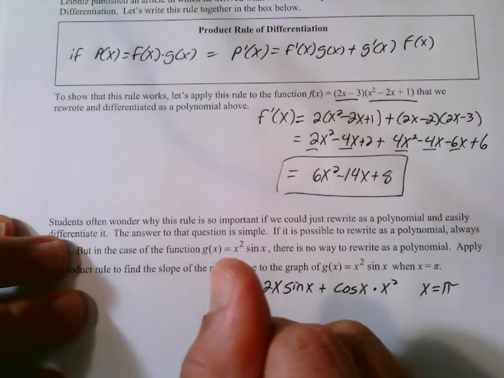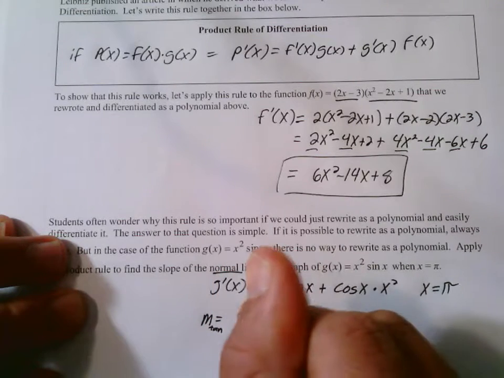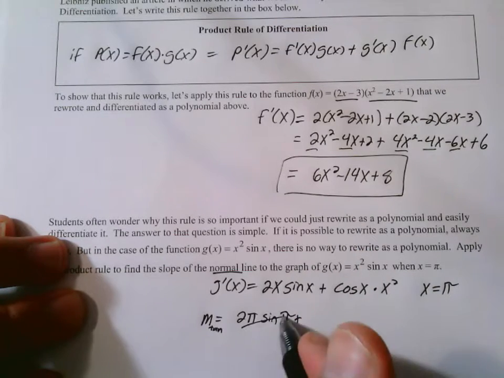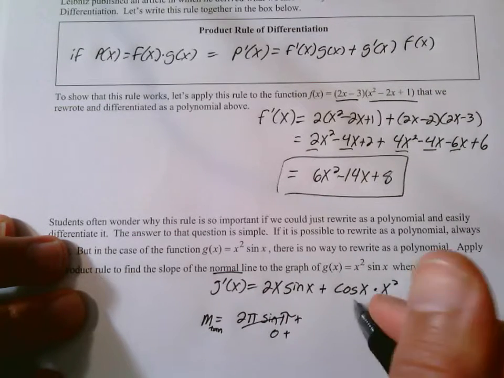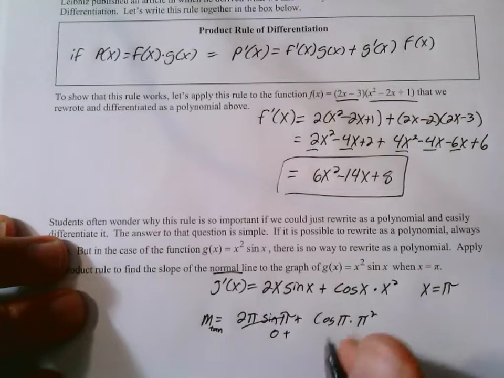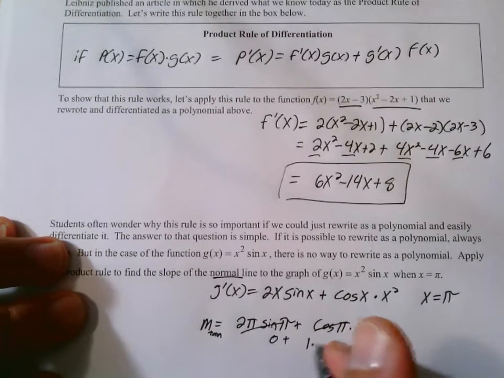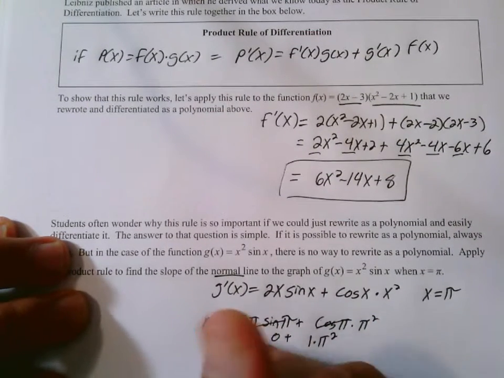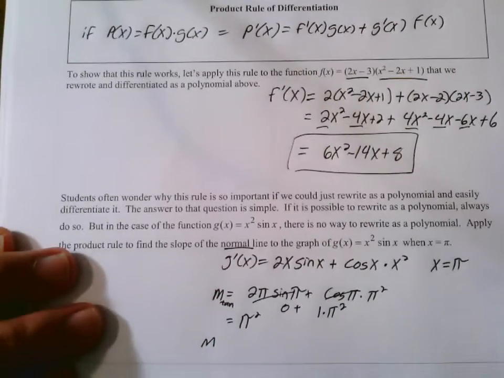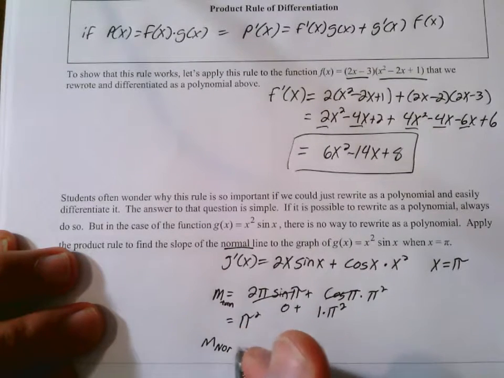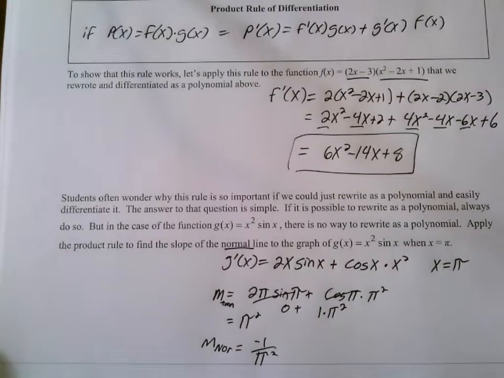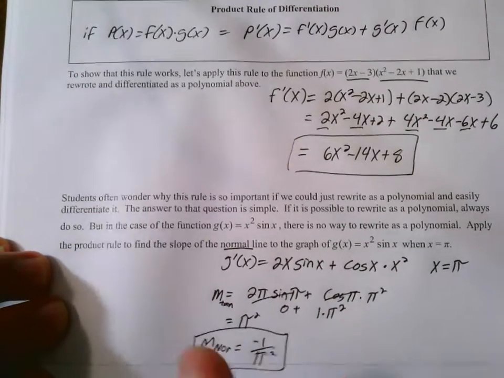So the slope of the tangent line is 2 pi sine pi. Sine of pi is 0. Cosine pi times pi squared. Cosine pi is 1. So the slope of my tangent line is pi squared. Therefore, the slope of my normal line is negative 1 over pi squared.